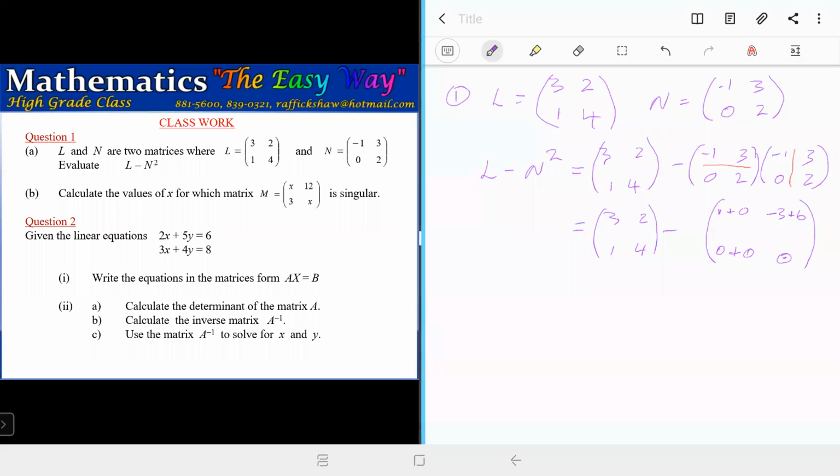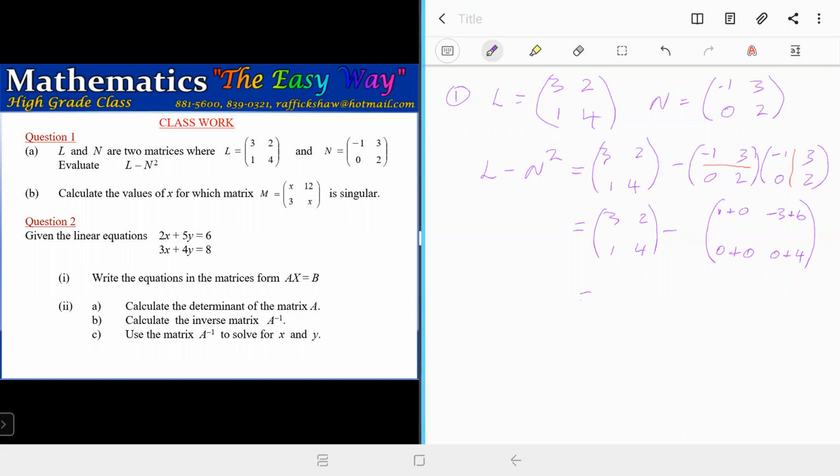And this last element down here is in the second row, second column. So to get that element, you have to use this second row and this second column. First element by first element, second element by second element. 0 times 3 and 2 times 2. 0 times 3 is 0, 2 times 2 is 4.